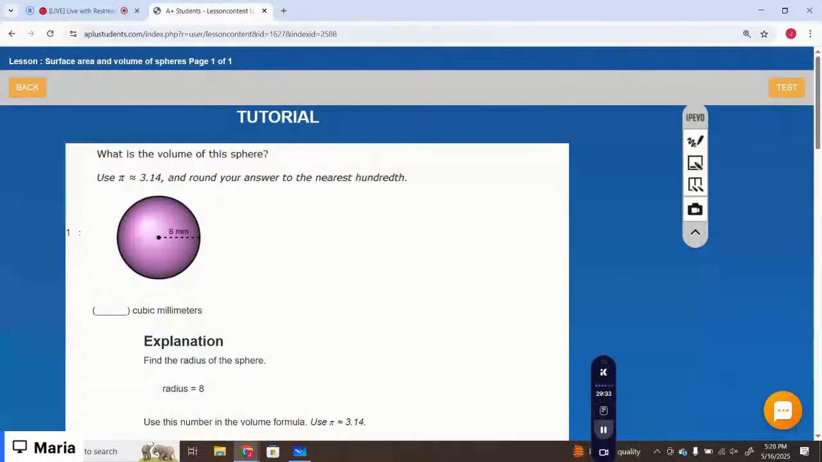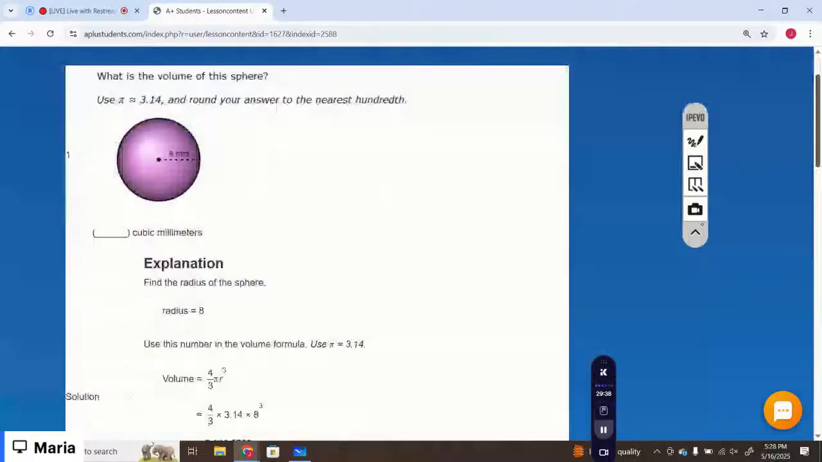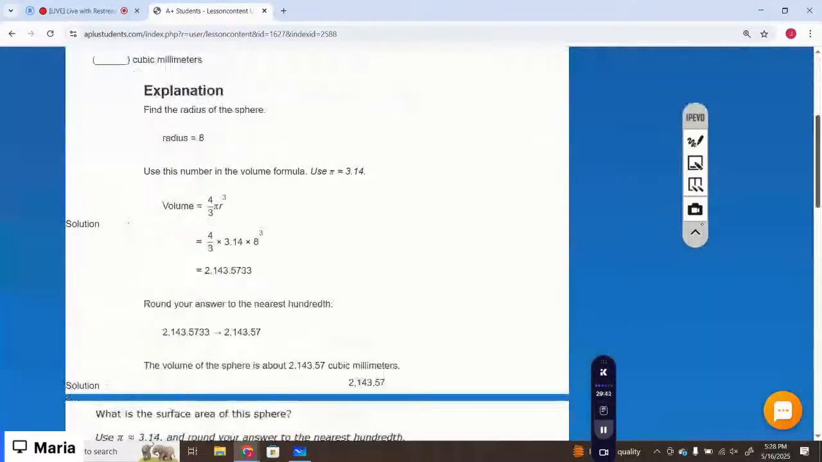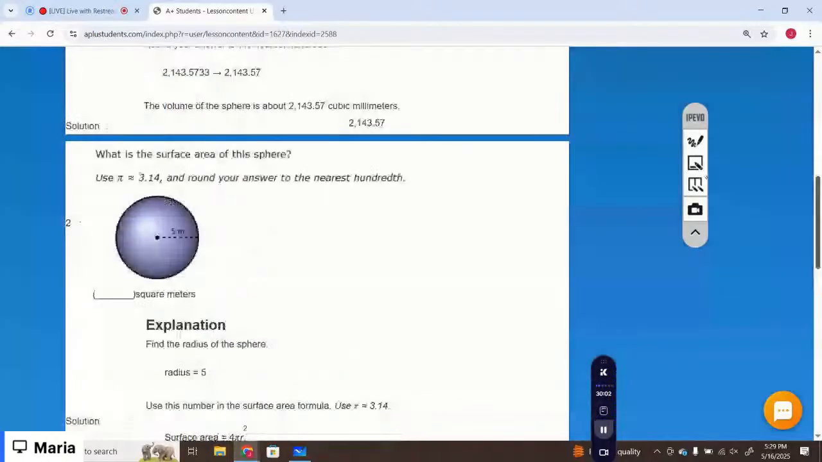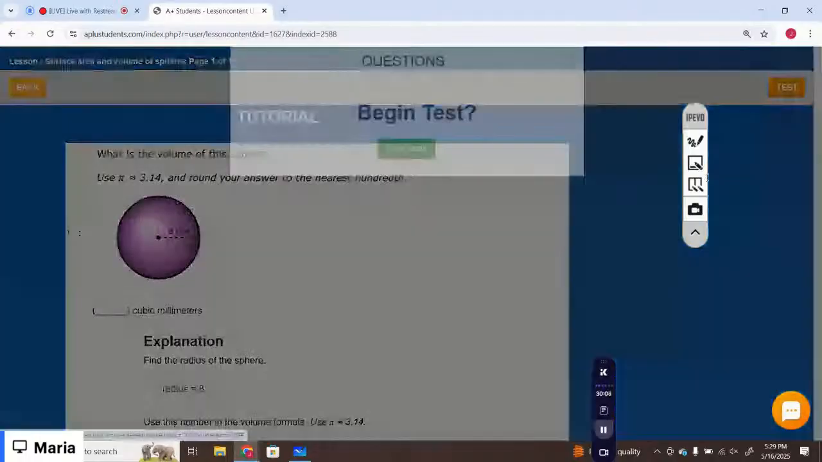What is the volume of the sphere? So for the volume of the sphere, we have to use the formula V equals 4 by 3 pi r cube. Just put in the values and calculate the volume. Let's just start with the test questions.